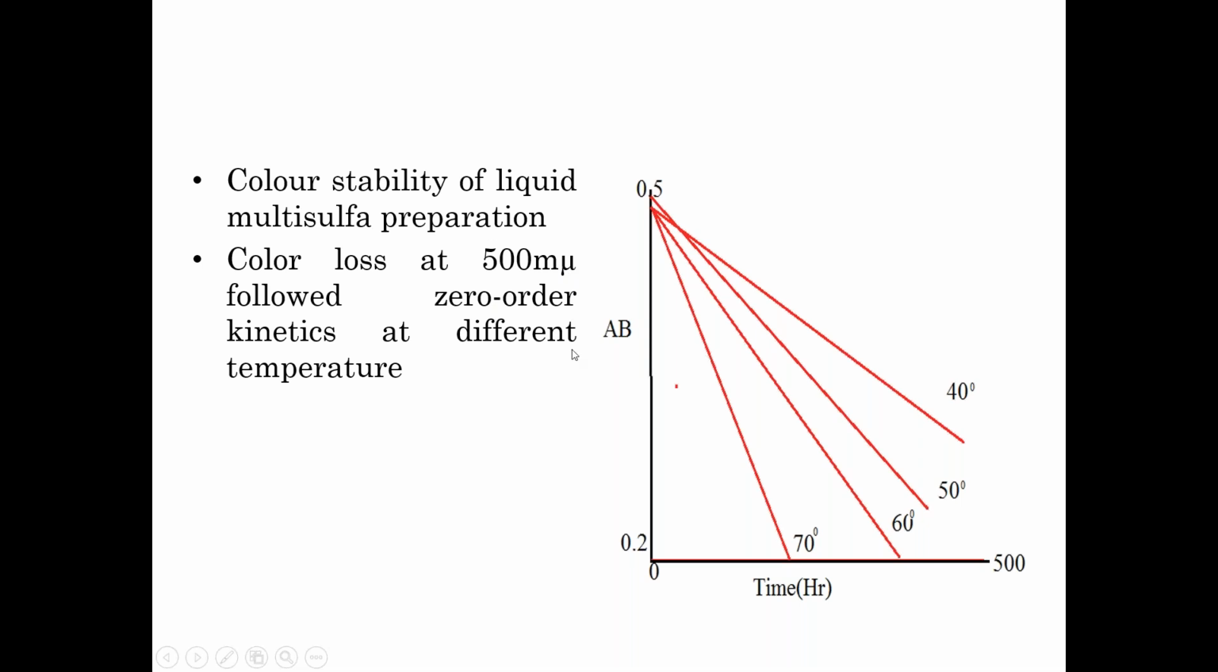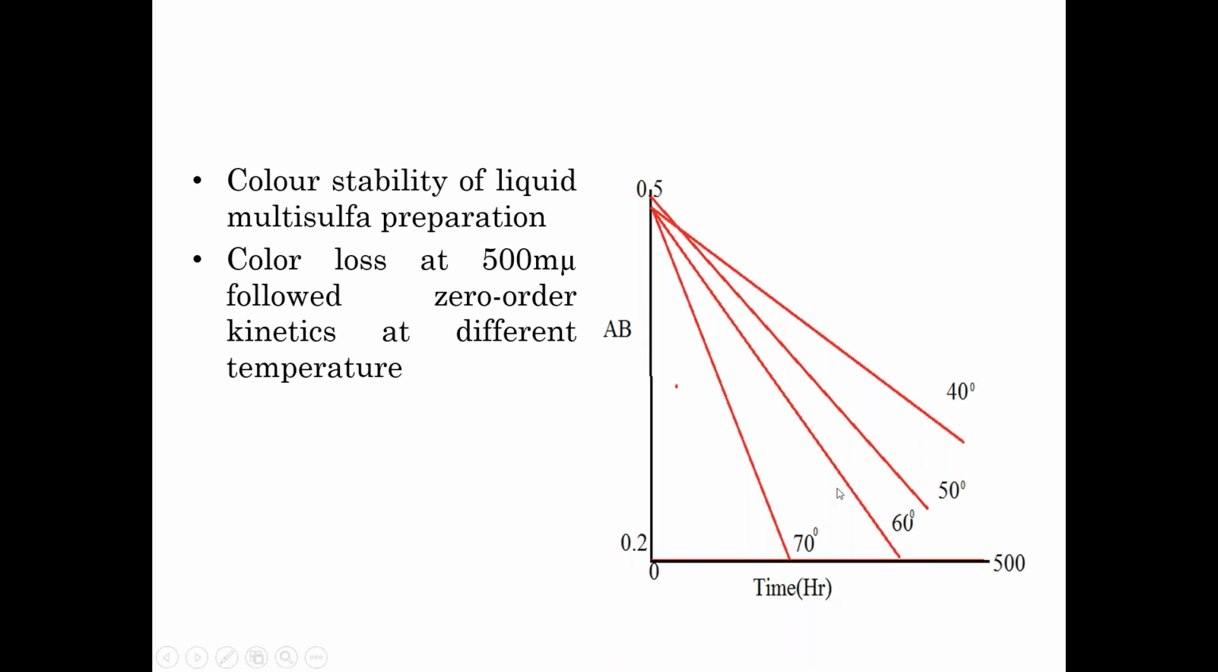The value to be plotted in the graph is the absorbance. I cannot plot the concentration here. It's a physical property change, that is, color is changing. So it's not the concentration, the amount is not changing. So change in color is measured with the help of the absorbance value, and this absorbance value is plotted on the y-axis, and the x-axis, as I always said, in the stability aspect, is always the time interval.